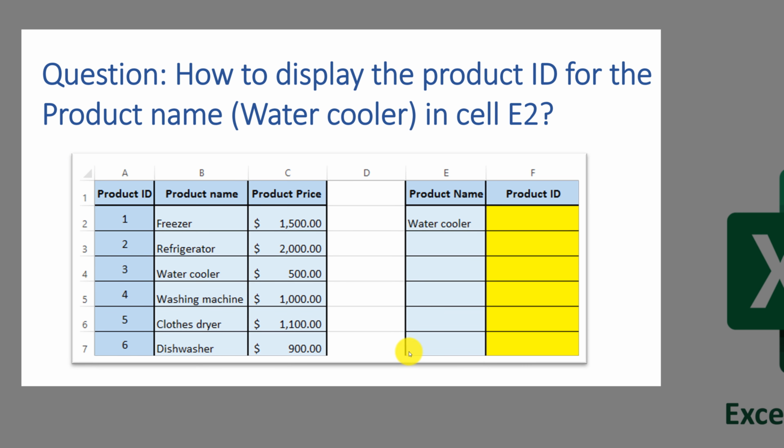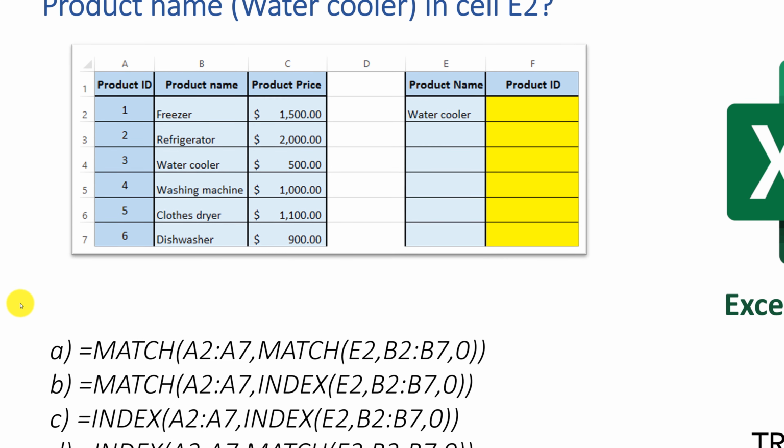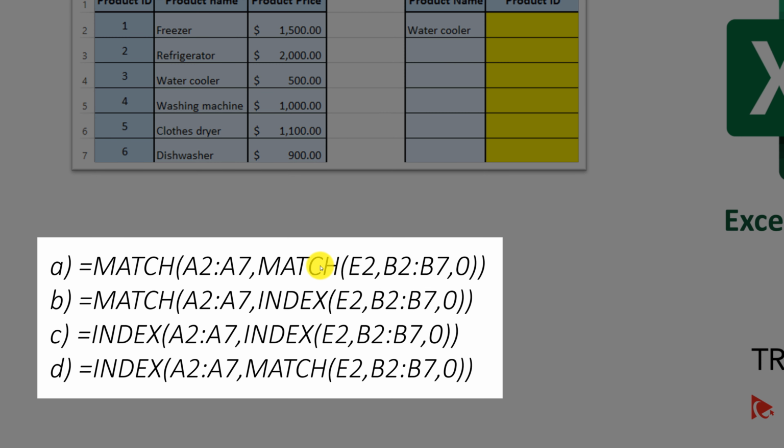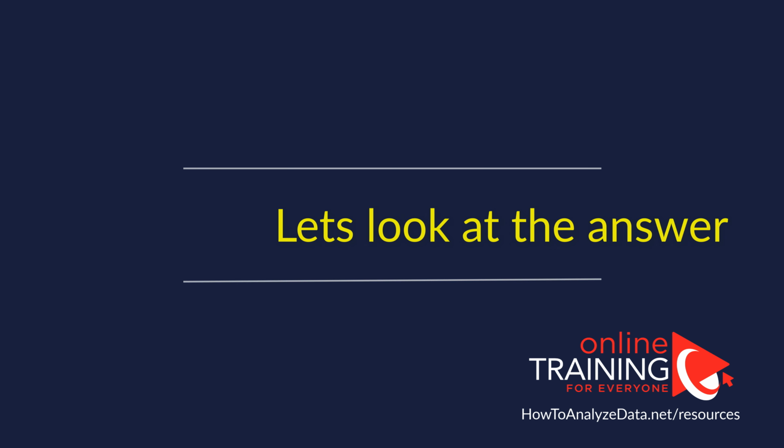You are presented with the screen where you can see different product IDs, different product names, and product prices. You have the product name of water cooler, and then you have column F where the final value should be added. And you have 4 different choices. You have nested match inside match, nested index inside match, nested index inside index function, and nested match inside index function. So which one would you choose? Which one do you think is the right answer?